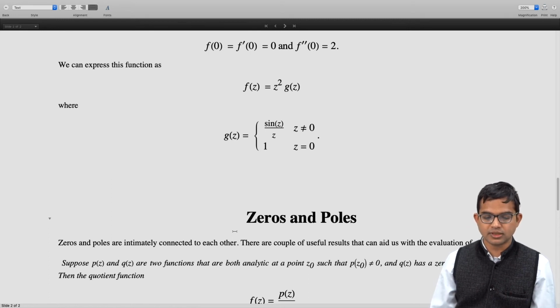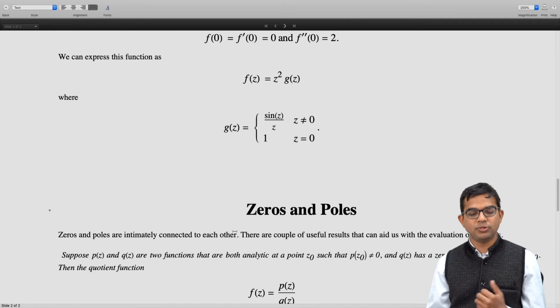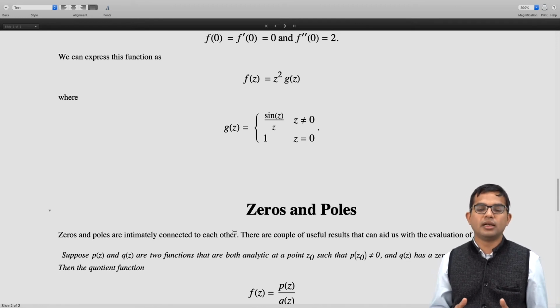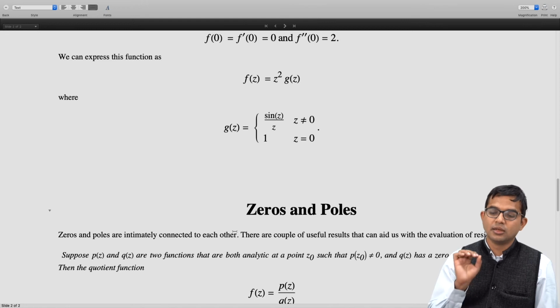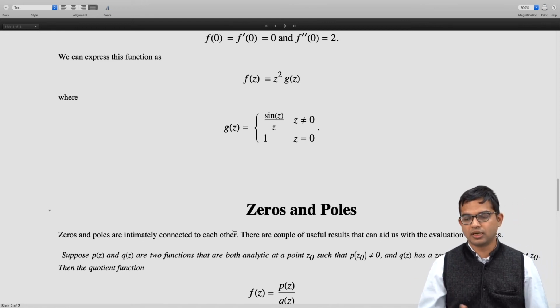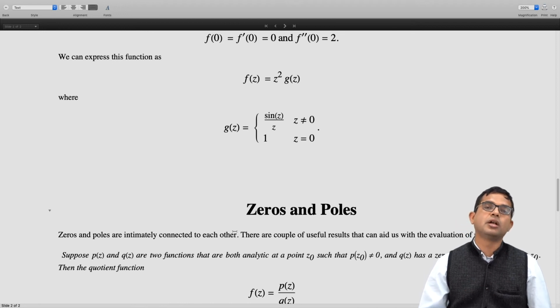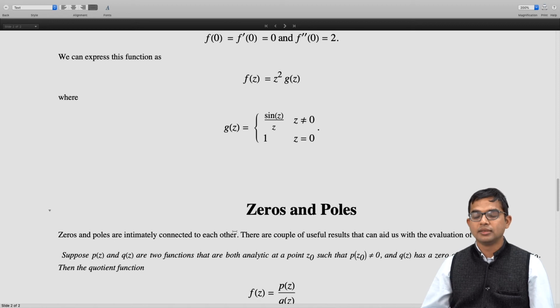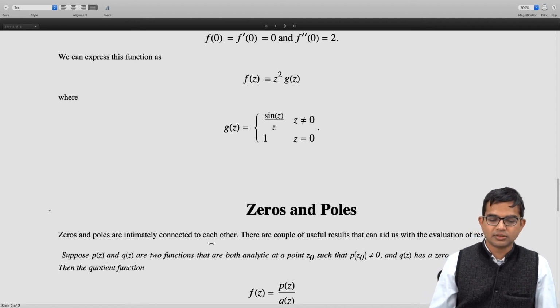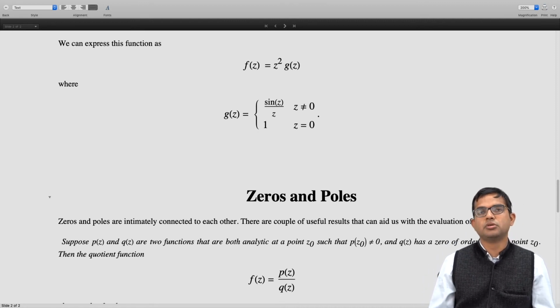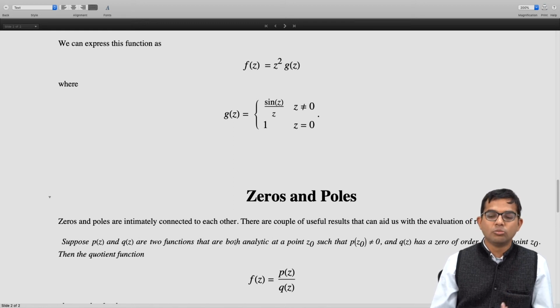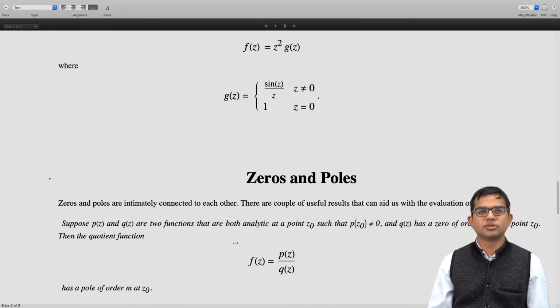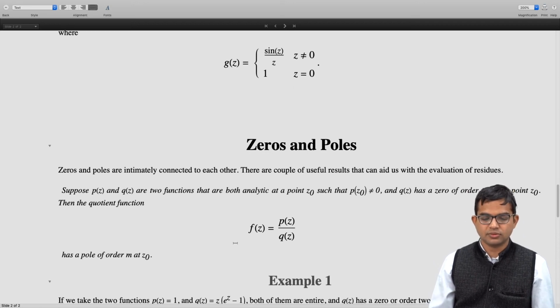One of them is that if you have two functions p of z and q of z, and both are analytic at a point z0, such that p of z0 is not 0. So the numerator does not have a 0 at that point, whereas the denominator has a 0, right? If the denominator has a 0 at a certain point, then of course you have a pole at that point, right? It has a 0 of order m, so then the statement is that the quotient function f of z equal to p of z divided by q of z is going to have a pole of order m at that point, right?